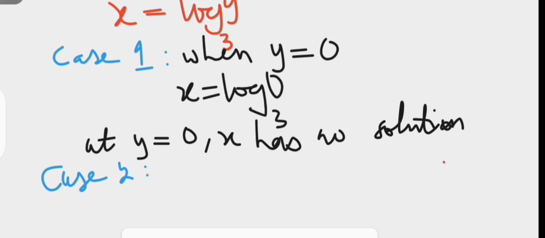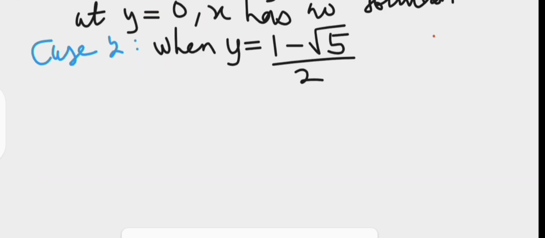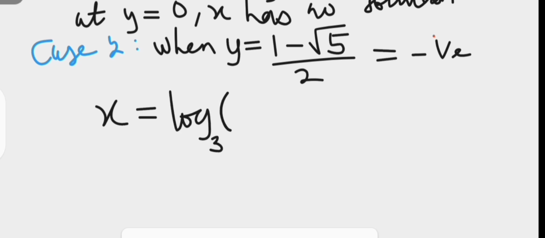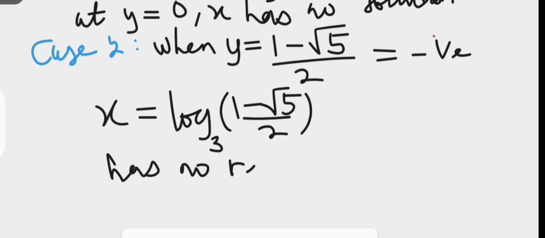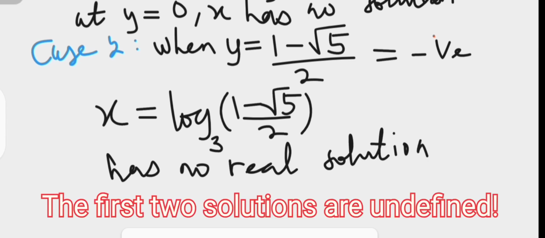The second situation is when y is 1 minus root 5 over 2. Now, a look at this shows that the square root of 5 is actually greater than 1, and that is going to give us a negative value for y. And the logarithm of negative numbers does not exist. We can say x equals the logarithm to the base 3 of 1 minus root 5 over 2 has no real solution. The solution is not real because the logarithm of negative numbers is not real.